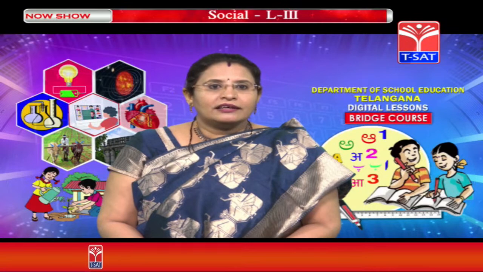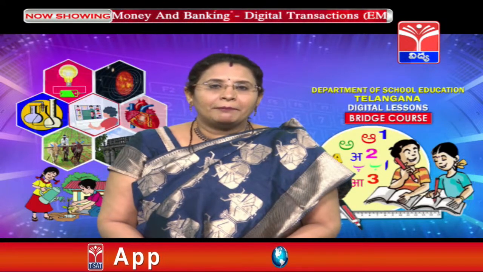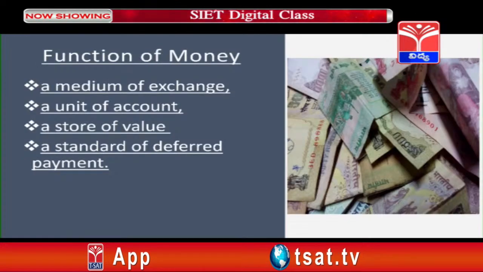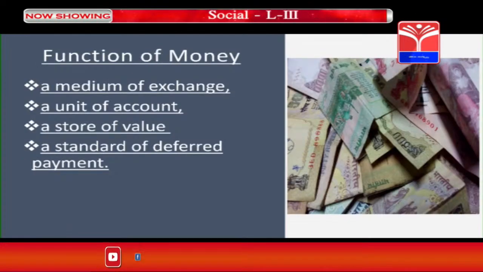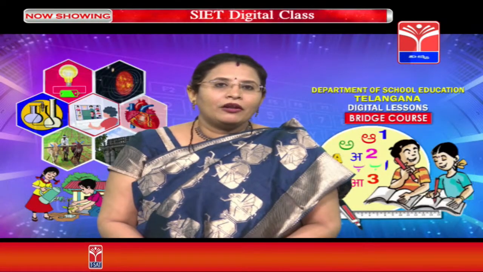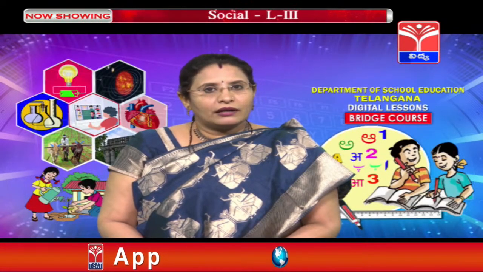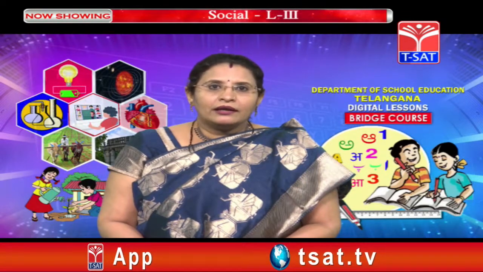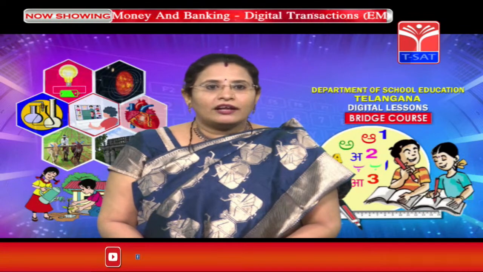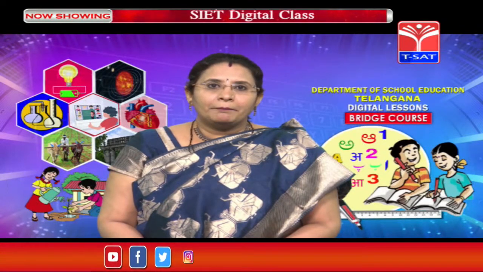And the last one is a standard of deferred payment. That means the currency is a standard payment and you can use it anywhere in your country. Even if you go to another country, you can exchange it with their currency and use it. Similarly, if the people of the other country are coming to our country, they can also exchange their currency with our currency. So, it is called a standard of deferred payment.